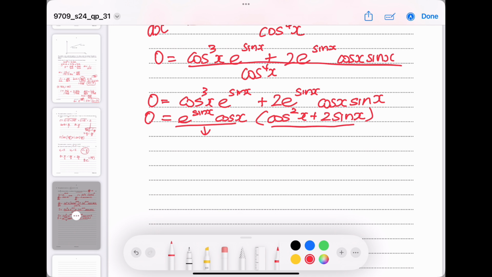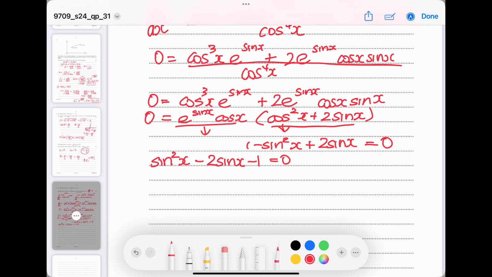I've got a combination of cos squareds and sines, so I'm going to use one of my identities here and know that cos squared is equal to 1 minus sine squared. And I'm trying to solve when that is equal to 0. I always prefer to have the sine squared x as positive, so I've got sine squared x minus 2 sine x minus 1 is equal to 0.